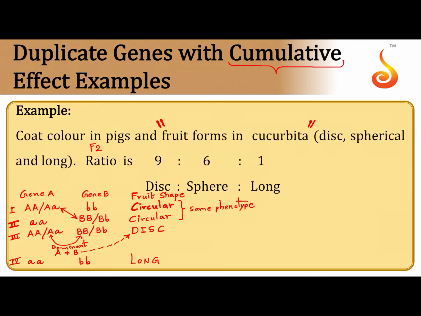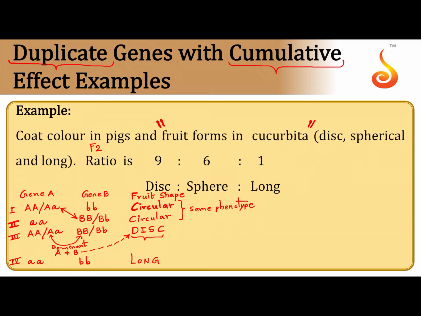Two dominants, when they occur independently on either of the loci, express the same phenotype. So what do we call these two dominants? We call them duplicate genes. What if both the dominants come together? Gene A is in dominant condition, gene B is also in dominant condition. We get disc shape. It's like circular and circular become disc shaped. The individual contributions are additive, the effects are additive, and it becomes disc shaped.